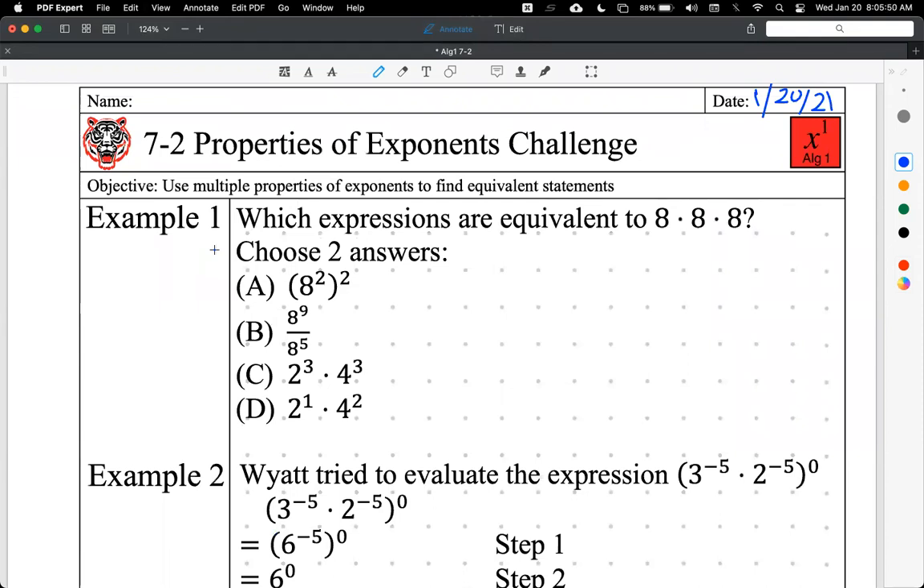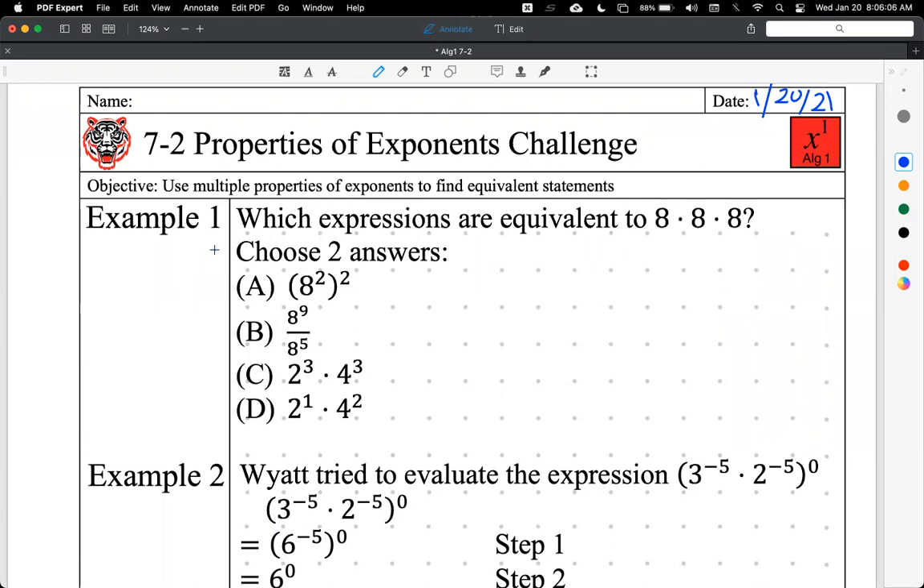Objective: use multiple properties of exponents to find equivalent statements. There they are. So yesterday was kind of using one property at a time, maybe 2. This one, you're going to use like 2 to 3.